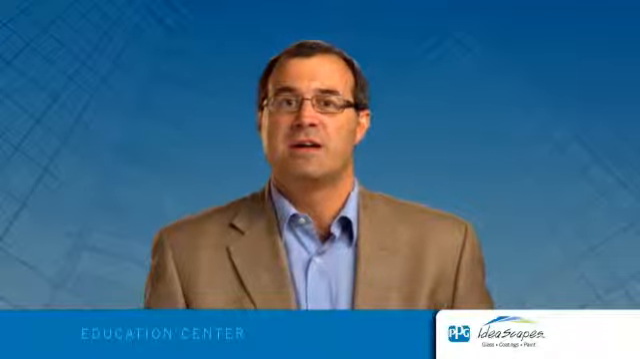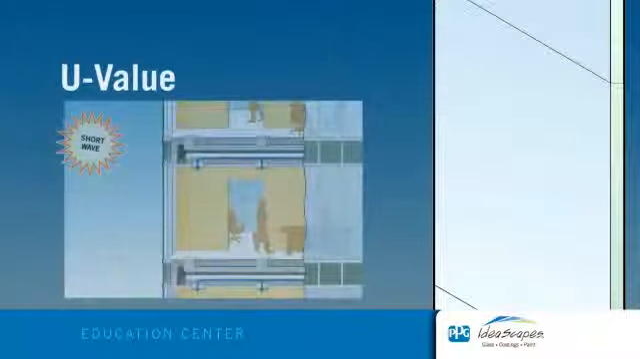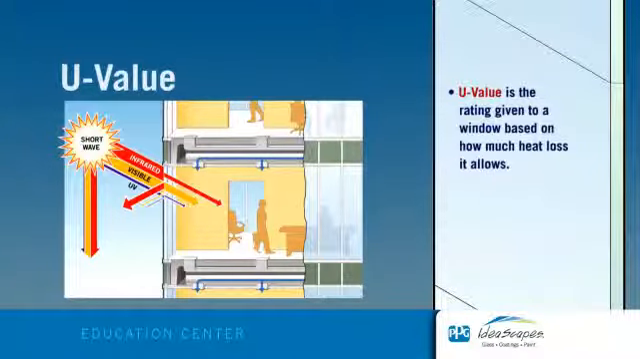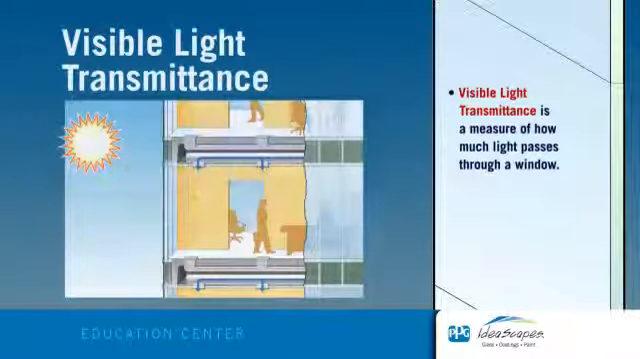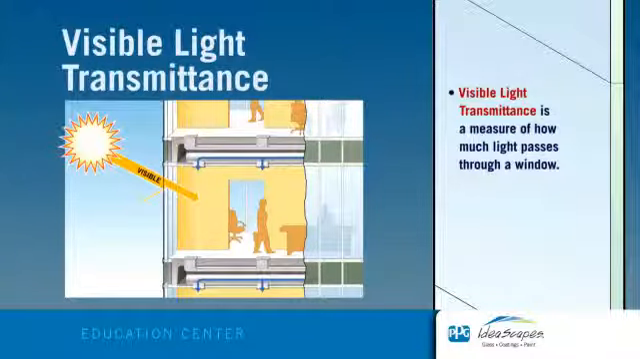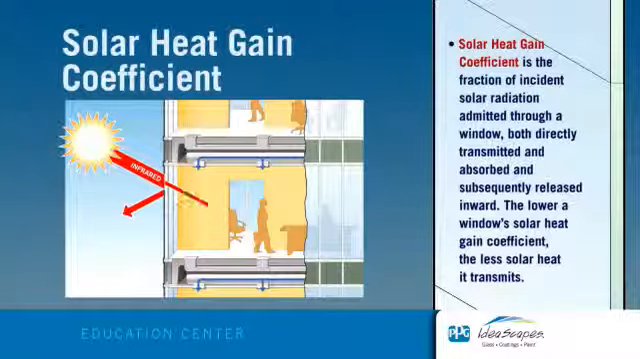Whether a low E coating is considered passive or solar control, they offer improvements in performance numbers. Here are some of the measures used to determine the effectiveness of glass with low E coatings. U value is the rating given to a window based on how much heat loss it allows. Visible light transmittance is a measure of how much light passes through a window. Solar heat gain coefficient is the fraction of solar radiation admitted through a window, both directly transmitted, absorbed, and re-radiated inward. The lower a window's solar heat gain coefficient, the less solar heat it transmits.